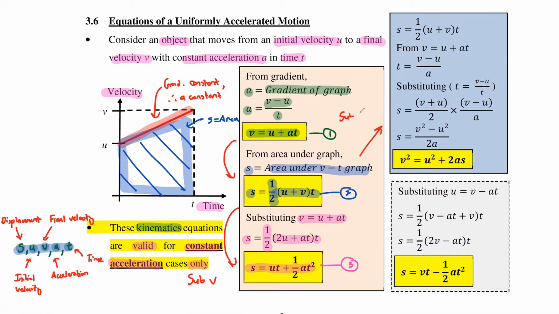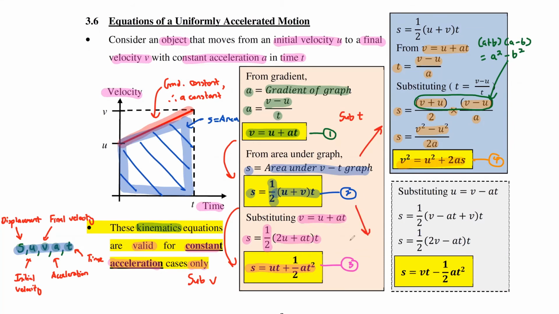Then, subbing for t: v equals u plus at, so t equals (v minus u) divided by a. Subbing this into equation 2, we would get s equals (v plus u) divided by 2, multiplied by (v minus u) divided by a. Notice that (v plus u) multiplied with (v minus u) is the same form as (a plus b) multiplied with (a minus b). We learned in maths that this can be simplified to a squared minus b squared. So over here, (v plus u) multiplied with (v minus u) is the same as v squared minus u squared. So s equals (v squared minus u squared) divided by 2a. Simplifying the equation, we now have v squared equals u squared plus 2as. This is the fourth equation.